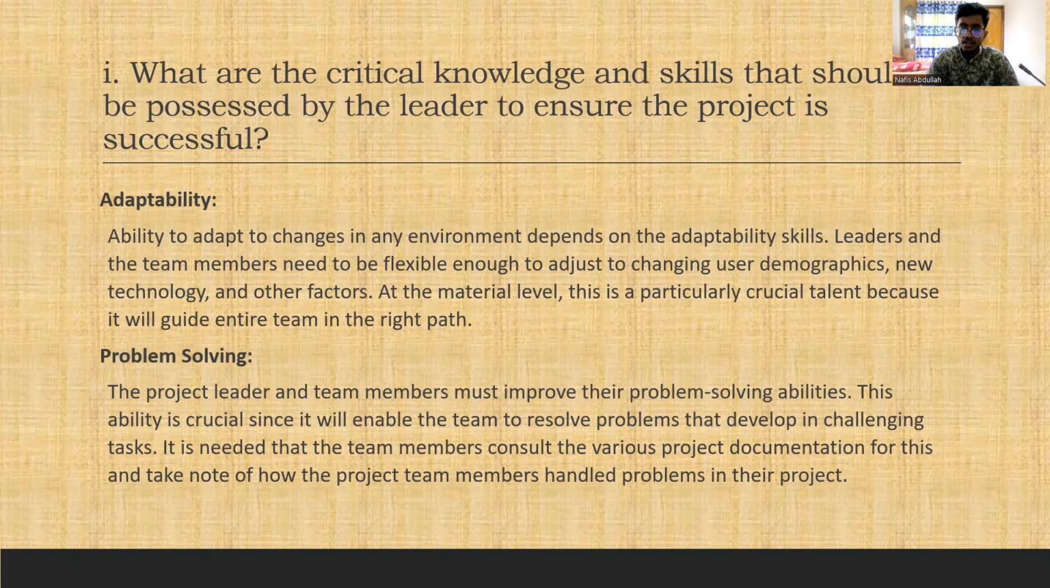Next is problem solving. The project leader and team members must improve their problem solving abilities. This ability is crucial since it will enable the team to resolve problems that develop in challenging tasks. It is needed that the team members consult the various project documentation for this and take note of how the project team members handle problems in their project.